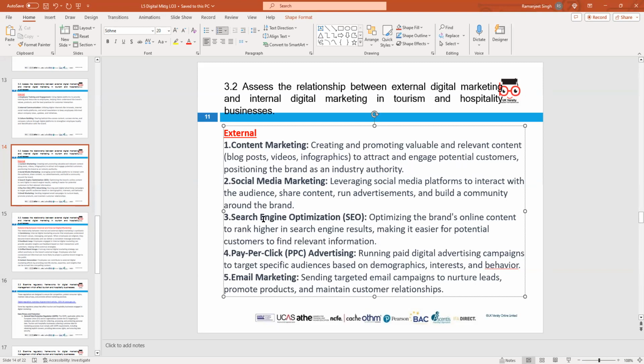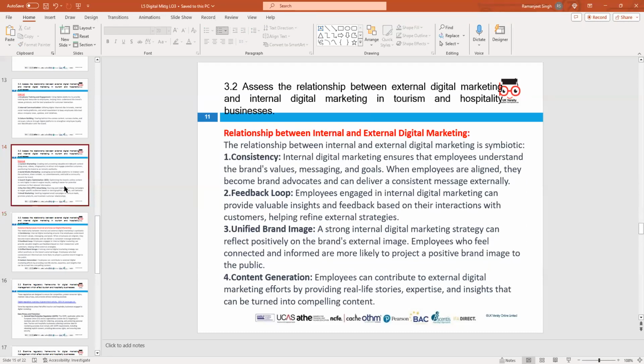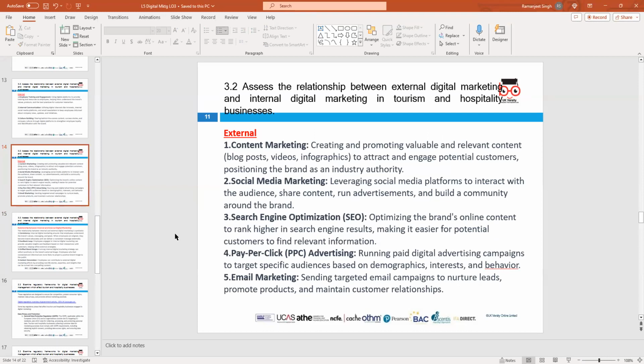Okay, search engine. We said last week, search engine optimization, use of websites, use of the internet or online contacts, will make it easier for potential customers to find relevant information, i.e. at the click of a button you get the information, right? Search engine optimization is when you optimize the brand's online content to rank higher in search engine results, which will give you information on your company and lots of information on the particular content that you need.